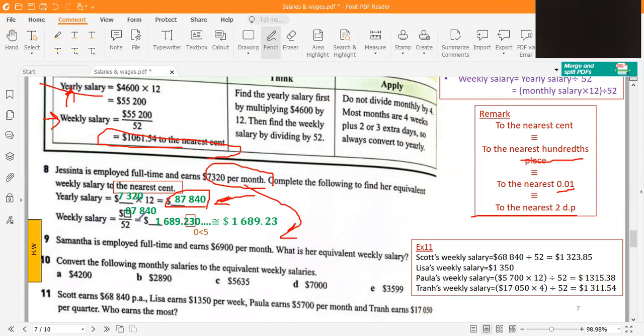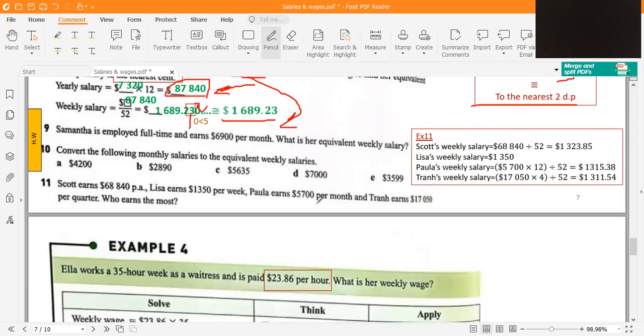For the weekly salary, we divide the yearly salary by 52 and we obtain a long number. So we approximate the weekly salary to the nearest cent, to two decimal places. We compare the digit directly on the right. 0 is smaller than 5, so 3 remains 3, and we replace all the digits on the right by 0. So we obtain $1,689.23 as weekly salary. Exercises 9 and 10 are very similar.